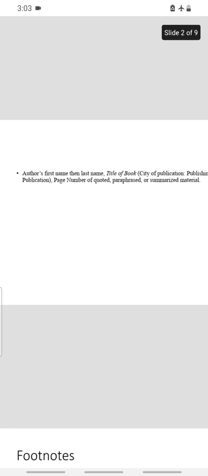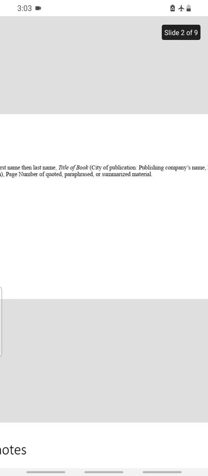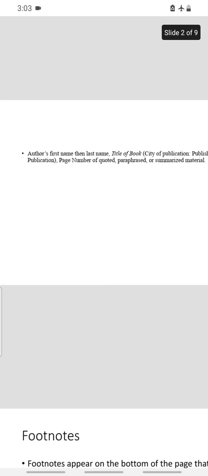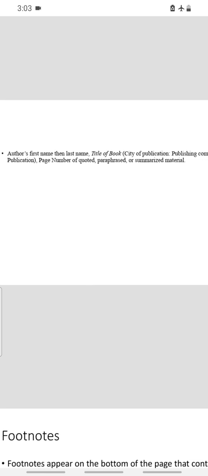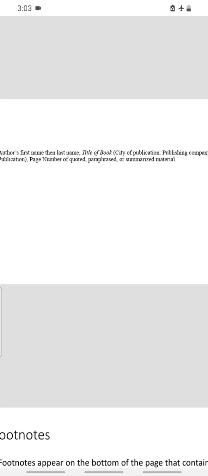Now, writing an endnote: author's first name, then last name. In the normal style of reference, we write the last name, then the first letter of the first name. But here it is first name, then last name, title of the book, publishing company's name, date of publishing, page number of the quoted phrase. Now in endnotes, page number is essential, but in normal references, page number is not essential.